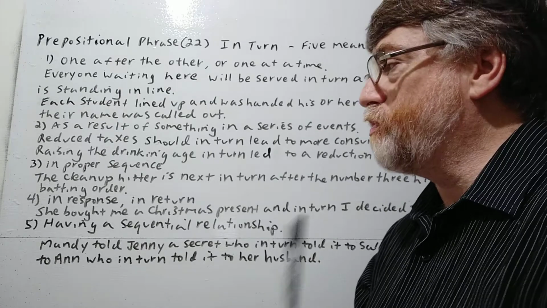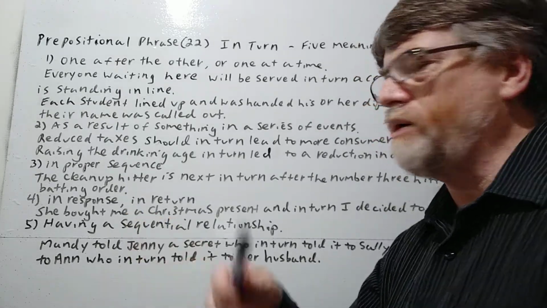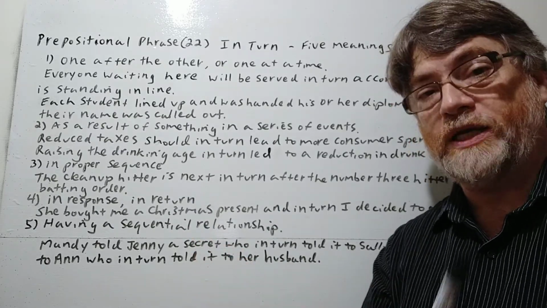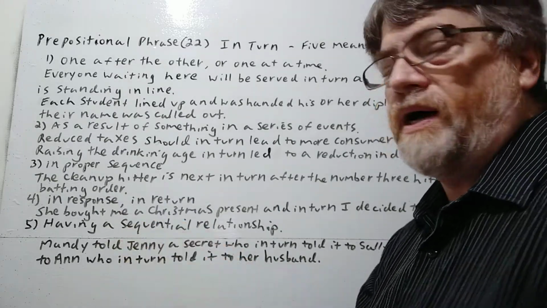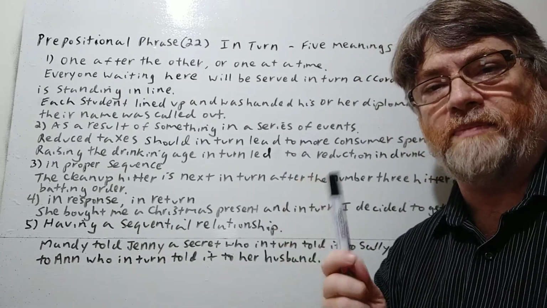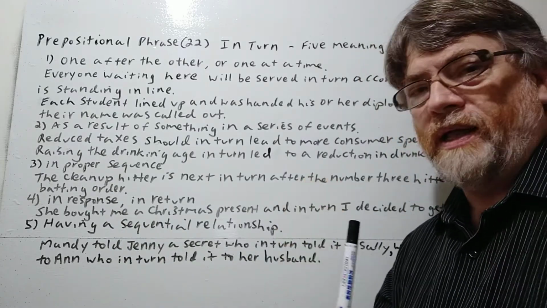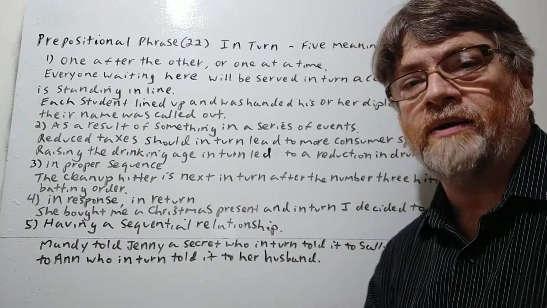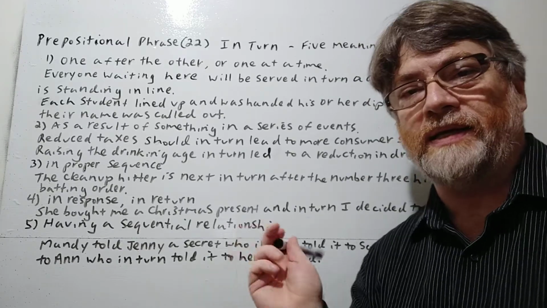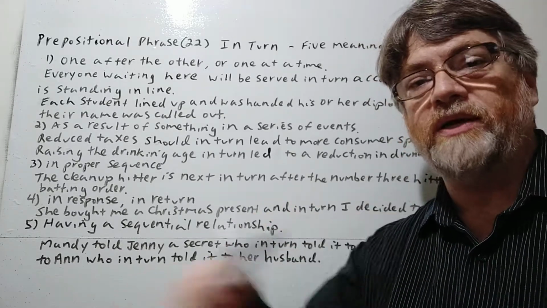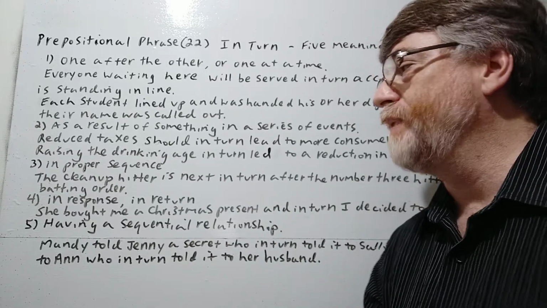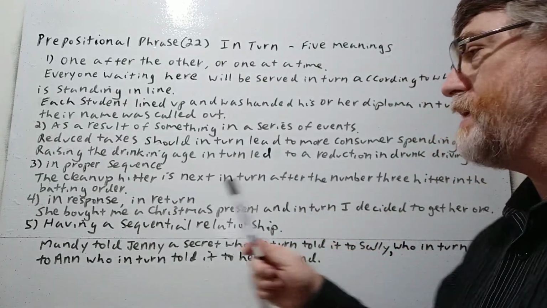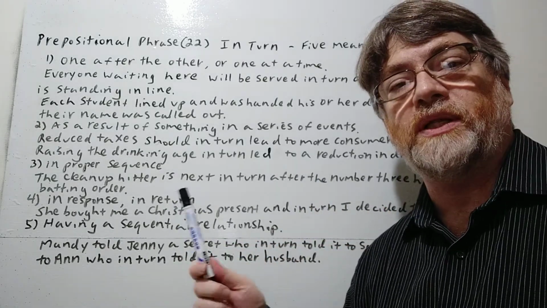Okay. And number 3 means improper sequence, improper order, the way things are followed. This example comes from baseball. The cleanup hitter. If you know baseball, that's the number 4 hitter in the batting order. He's usually what we call a power hitter. So he might be your best home run hitter or extra base hitter. So if you got guys on base, he can hit the ball really far and clear the bases. So that's why they call him a cleanup hitter. The cleanup hitter is next in turn after the number 3 hitter in the batting order.